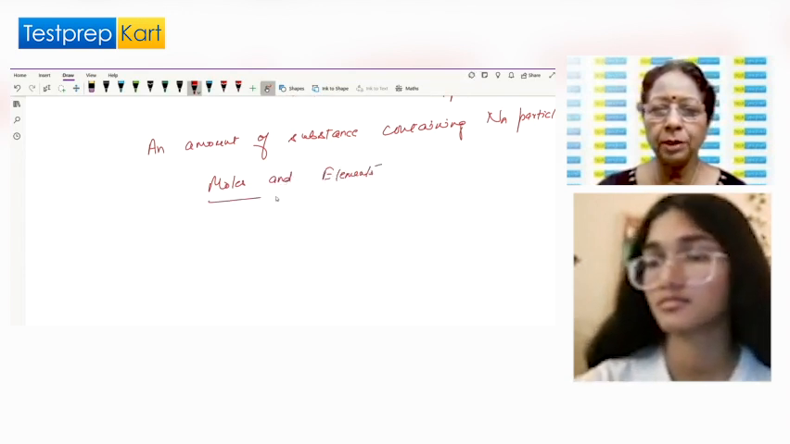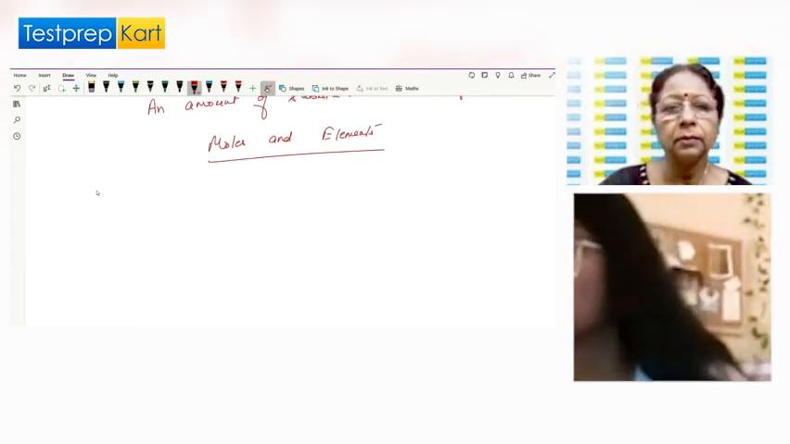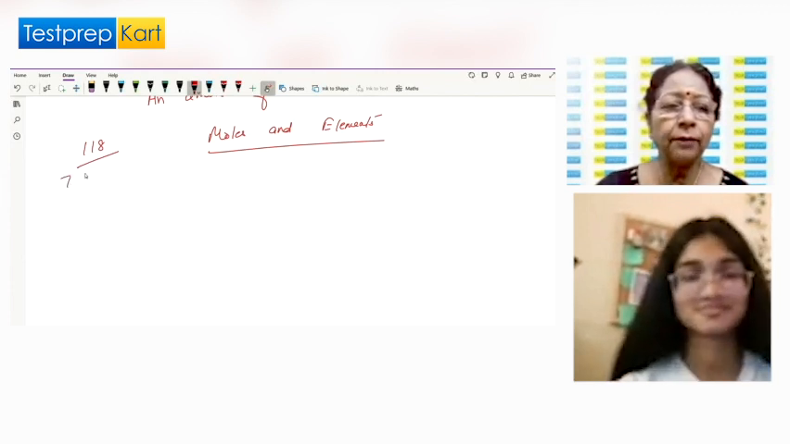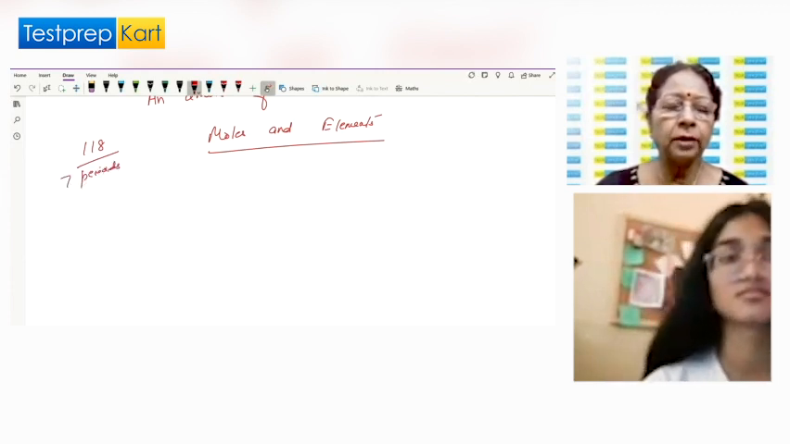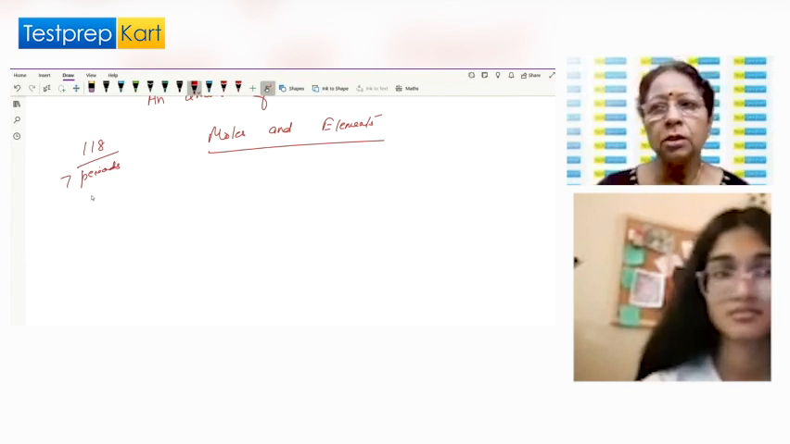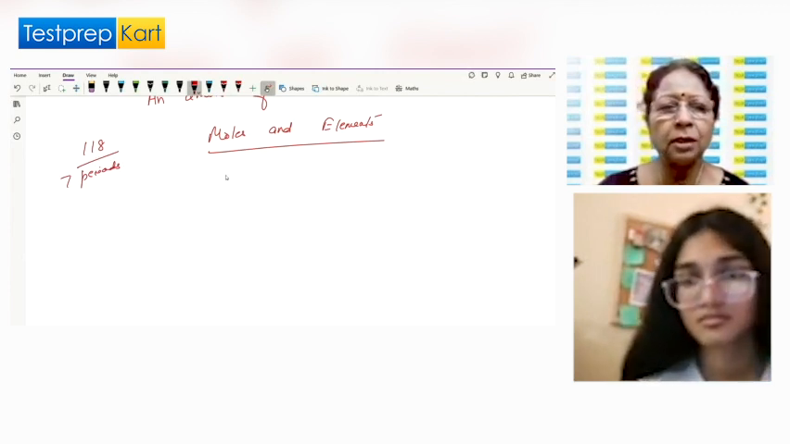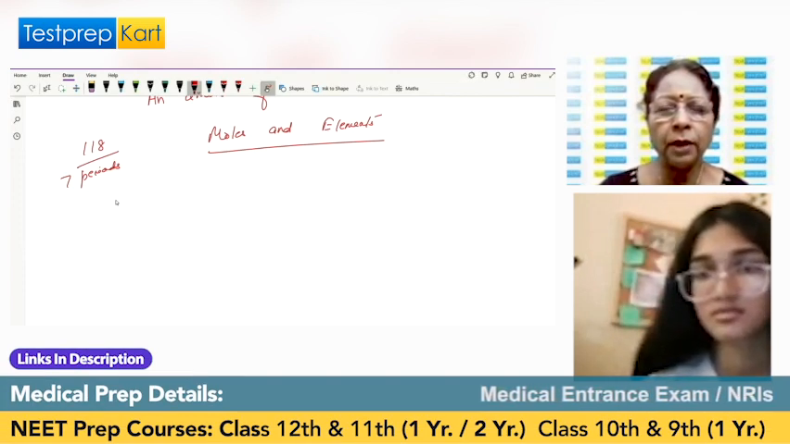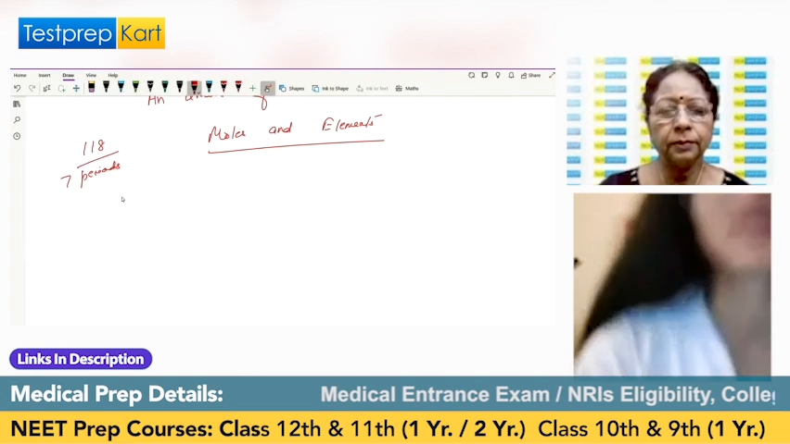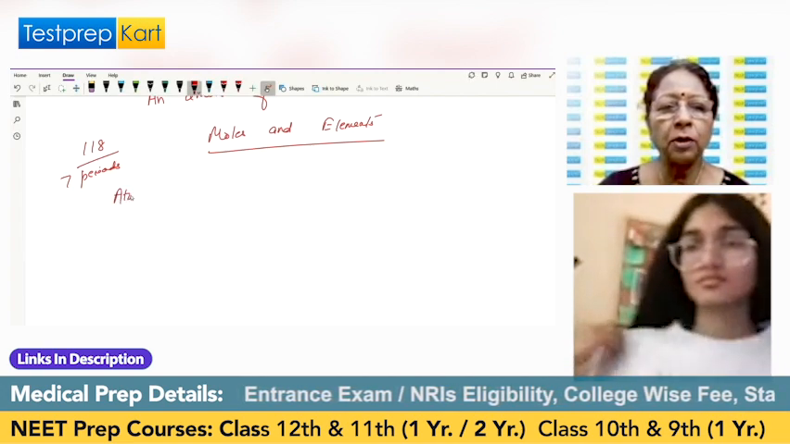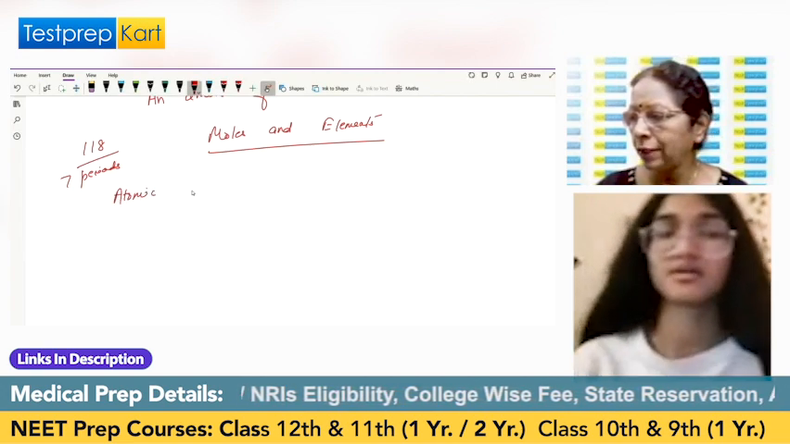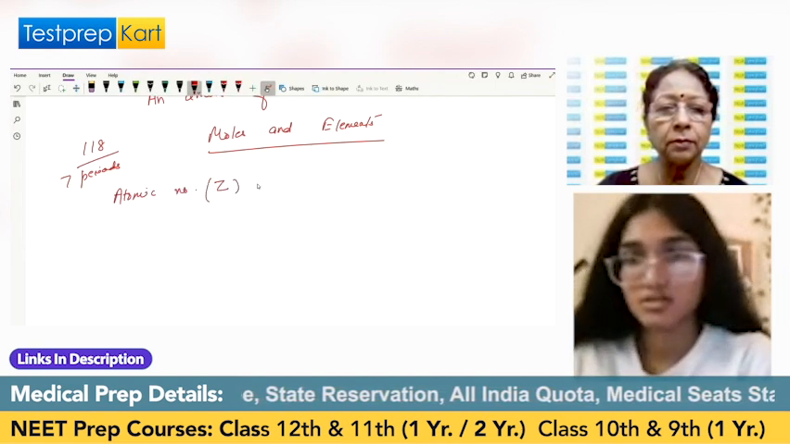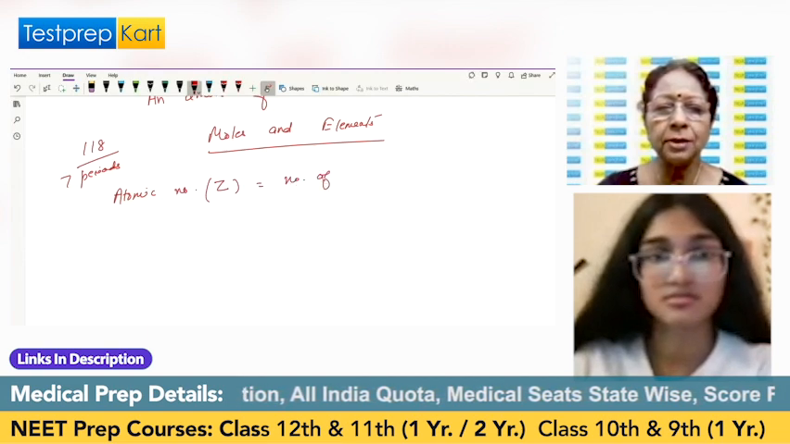So you know how many elements are known at present? 118. There are about 7 periods in the periodic table, and they have these many elements. The placement of elements in the periodic table is based upon increasing atomic numbers. The modern periodic table is based upon atomic numbers. So what is the atomic number? Basically it is the number of protons.